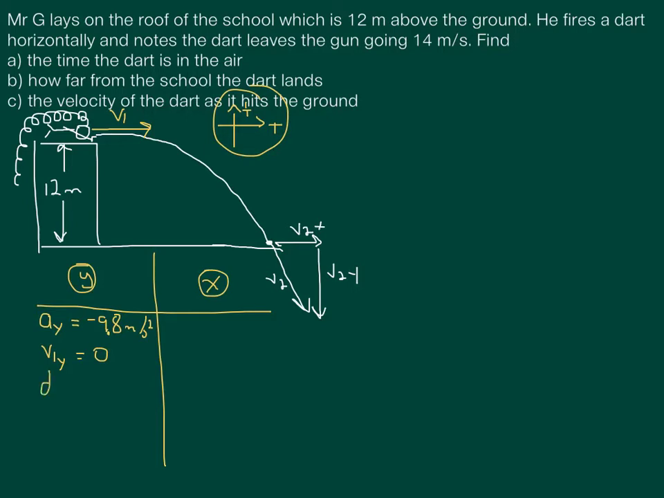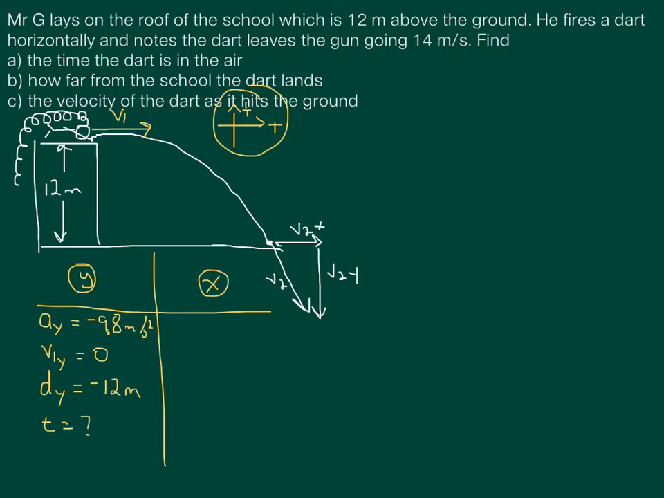We also know displacement in the Y direction. Remember, this thing starts on the top of the school and ends on the ground. If the school is 12 meters high, this thing falls for 12 meters. And just keep in mind, if it starts at the top of the school and ends on the ground, it's falling down. So I'm going to go ahead and say that the displacement is negative 12 meters. You could say it's 12 meters down. We're going to try to solve for time. So we'll come back and look in the, well, let's look in the X direction now as well.